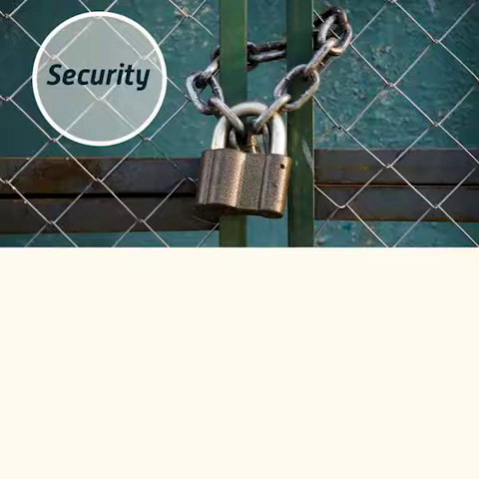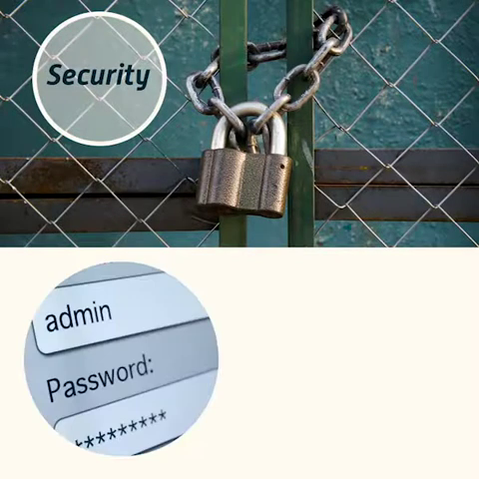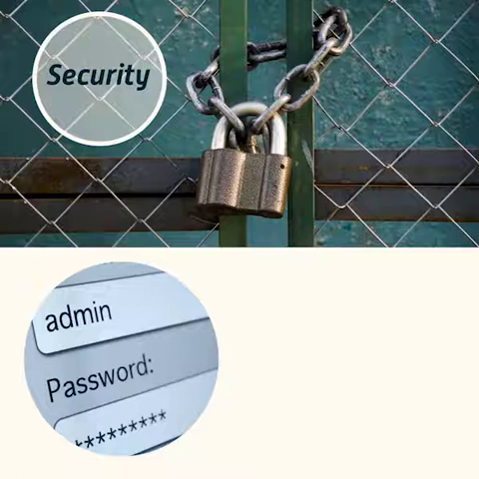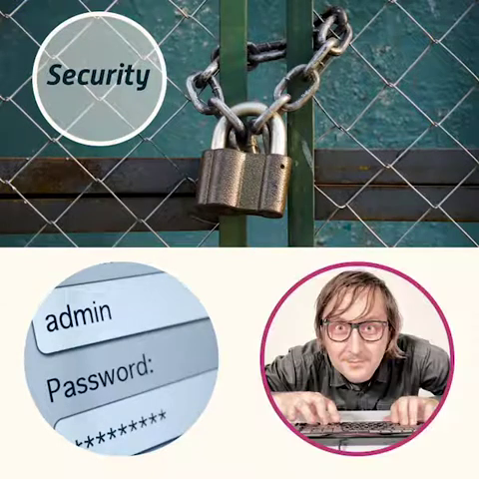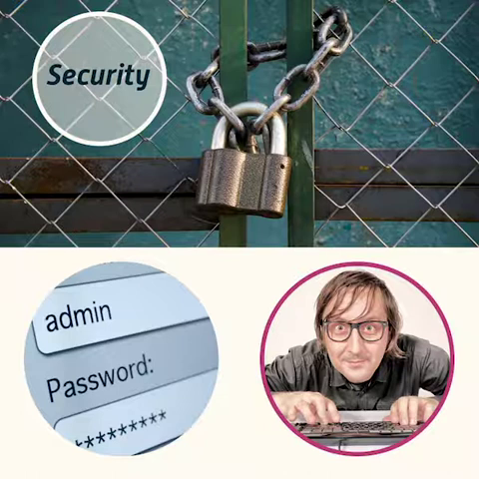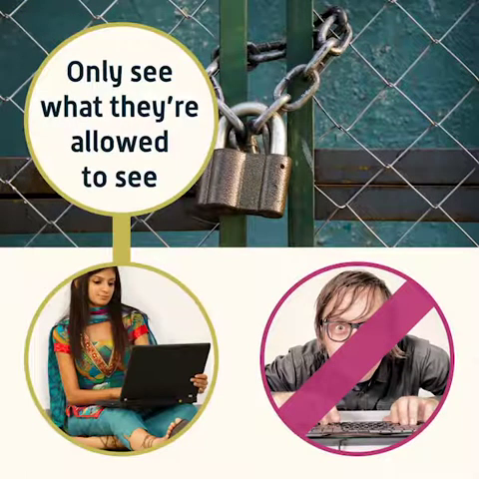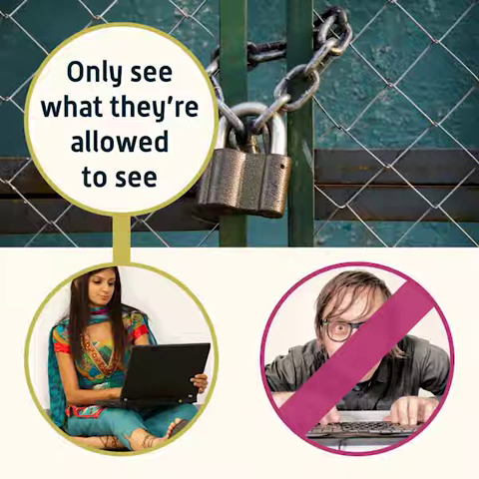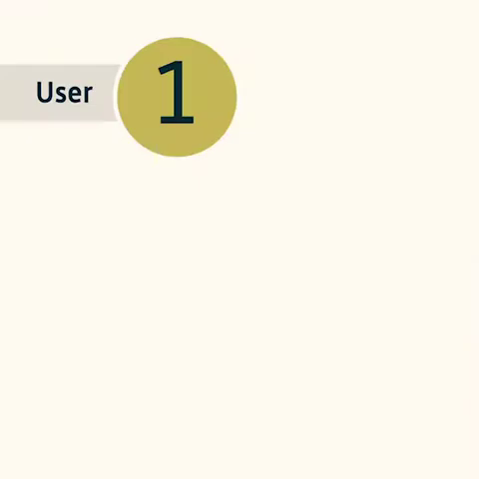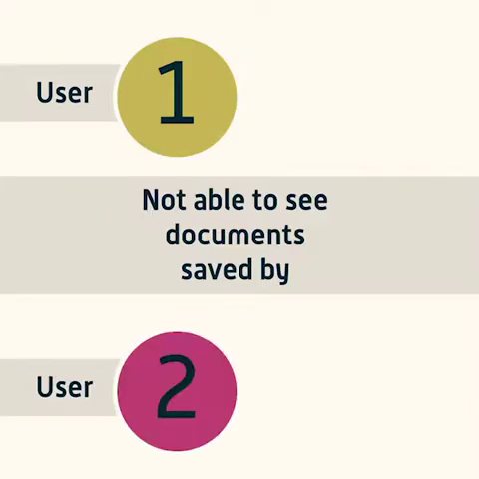Operating systems are also responsible for security. They check the login name and password of every user who accesses a computer. People who do not have a login name and password are not allowed to access the system. People who do only have access to what they are allowed to see. User 1 may not be able to see documents saved by User 2.